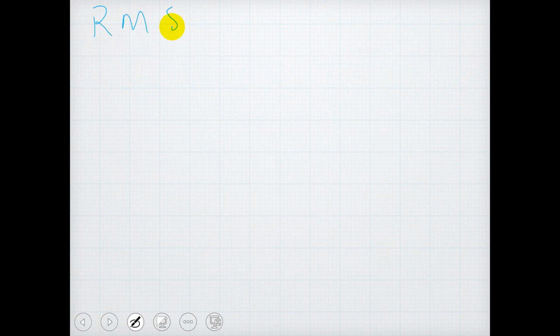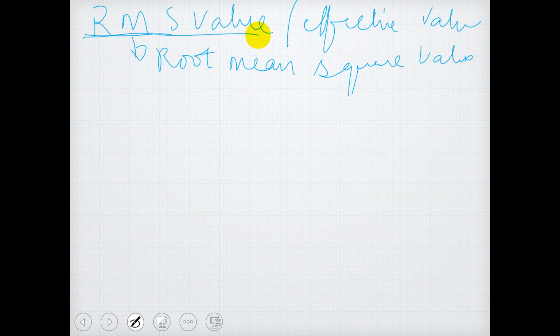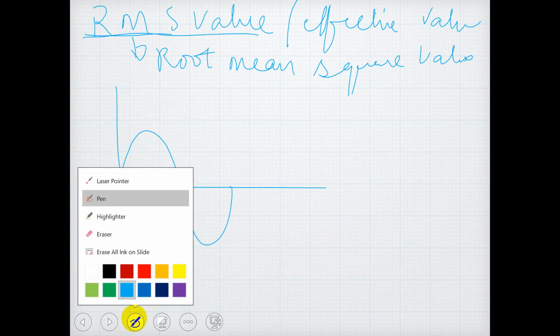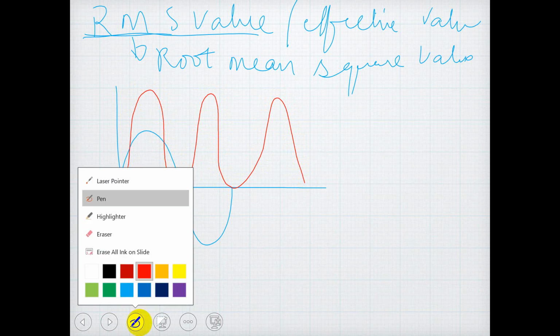So now RMS value or effective value. As the name indicates, it is root mean square value. So that means you need to take a square of the alternating quantity and derive the equation for the RMS value. So let us take any current. If I square it, I would get this one like this. You don't get any negative cycle when you square the current, because square of negative is again positive. So keeping that in mind.